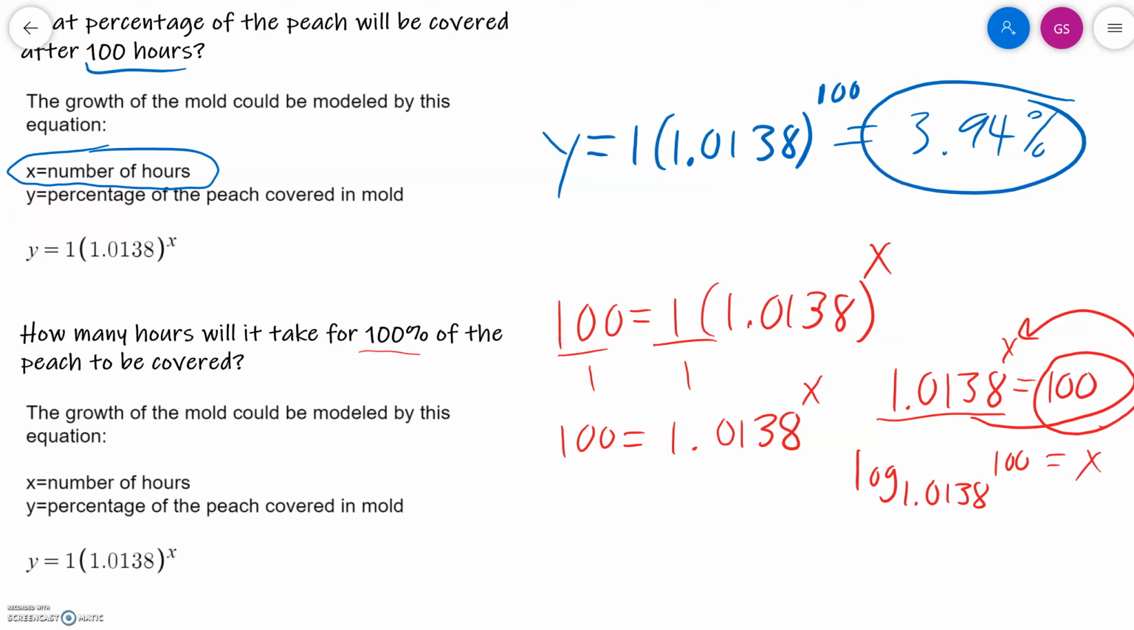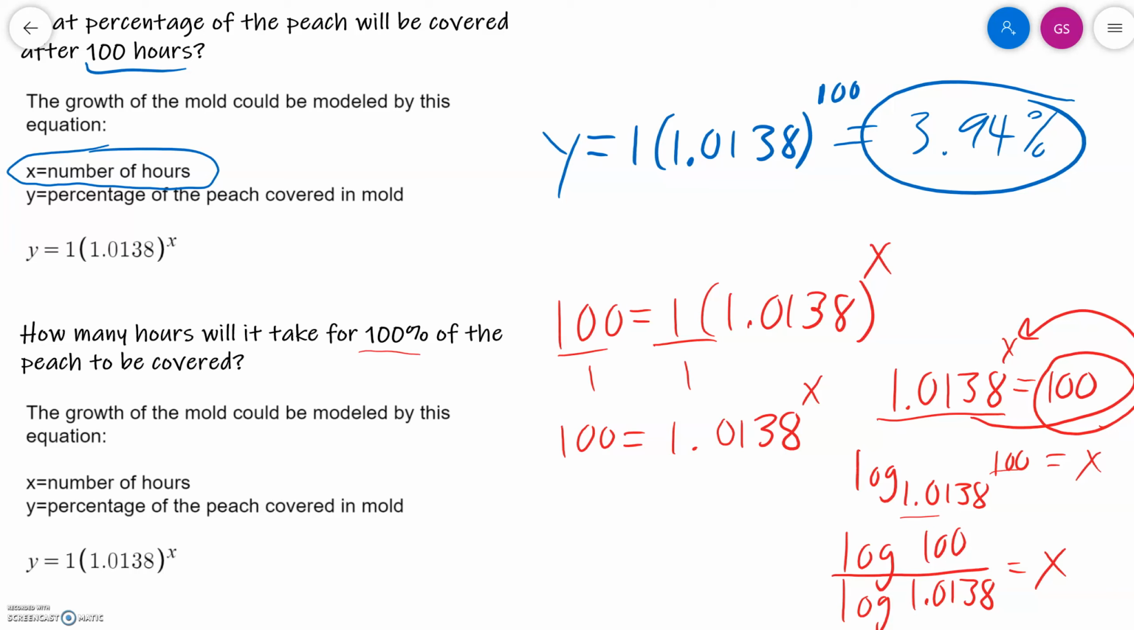This is where we're going to have to use that change of base formula. So see how I've got 100 and I've got 1.0138. That's going to be log 100 over log 1.0138 equals x. So basically it's like I've got the log of 100, that's my numerator, and the log of what the base was, that's my denominator. Now I just got to type this thing into a calculator, and then I should be pretty much all set.